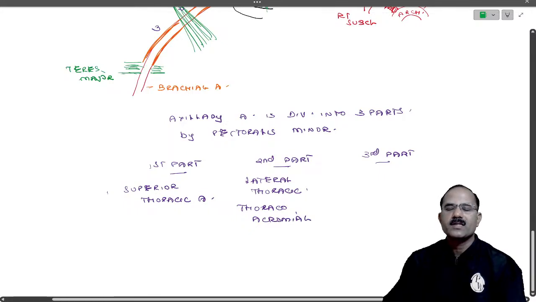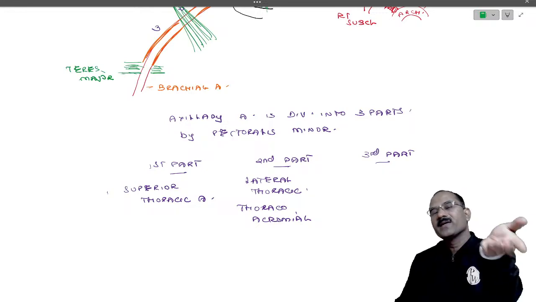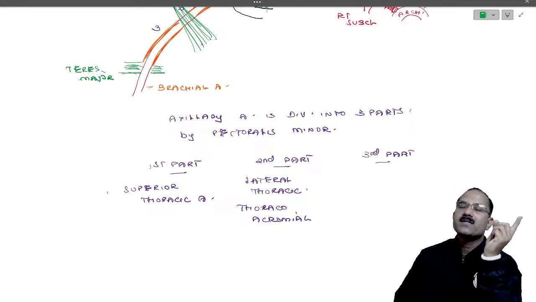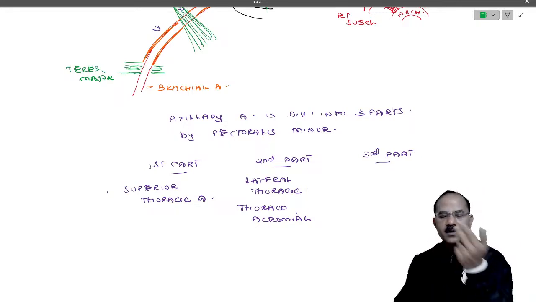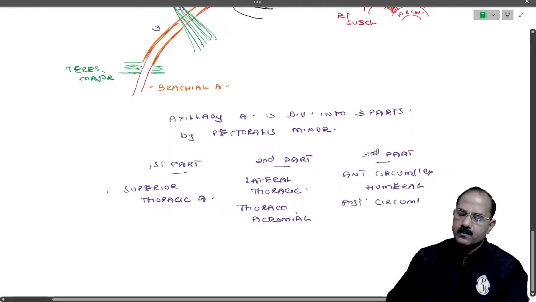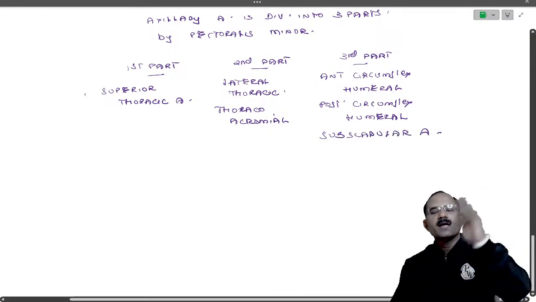And third part के तीन branches. Out of these three branches, two are going to wind around the humerus. जो artery wind करता है उससे हम क्या बोलते हैं? Circumflex. So one winds from front, anterior circumflex. Winds around what? Humerus. So anterior circumflex humeral, posterior circumflex humeral. And subscapular artery. The last artery is the subscapular artery.